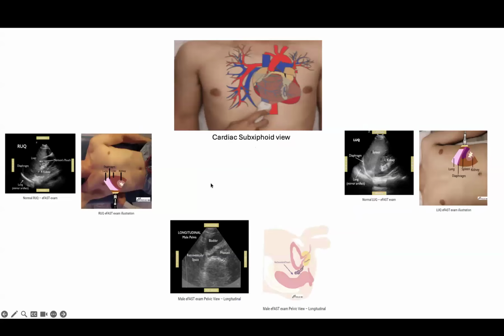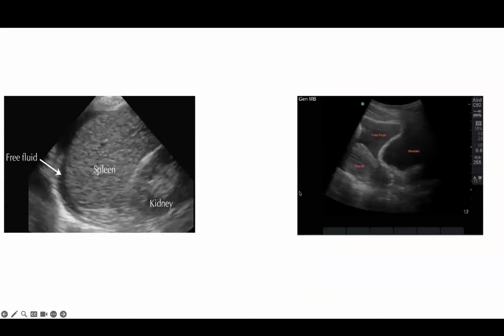The important thing in EFAST is, in addition to this, you need to assess the pleura also bilaterally. So here you can see in the left upper quadrant, there is free fluid between the spleen and the diaphragm. And here you can see that there is a pelvic collection present in a female patient.